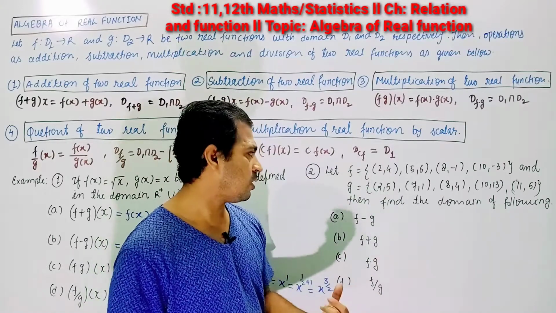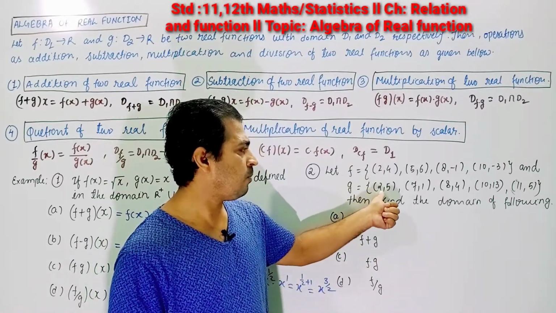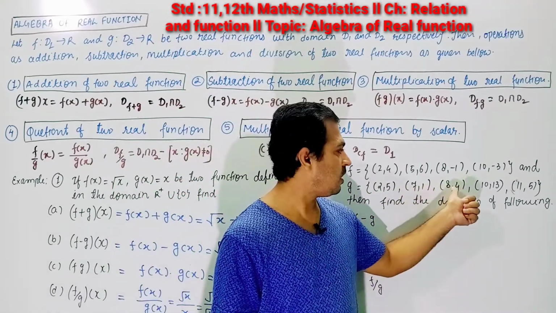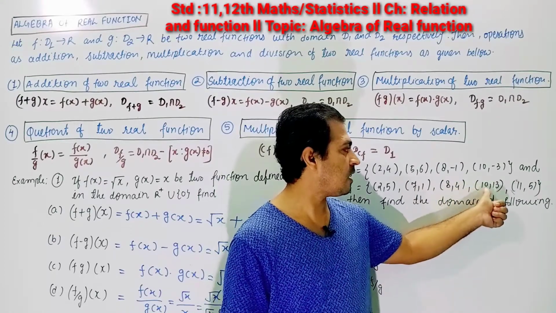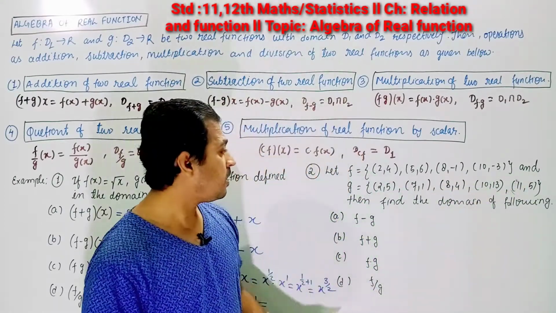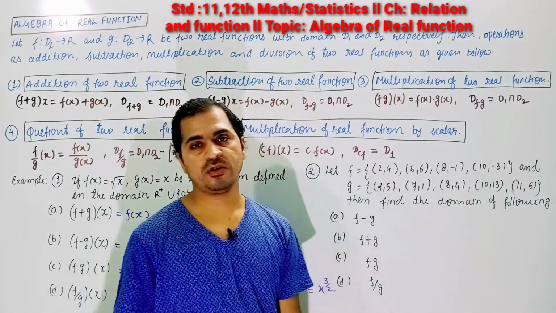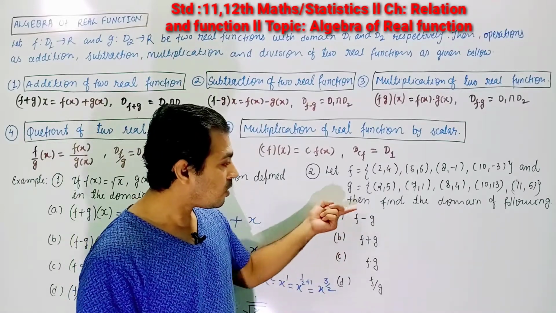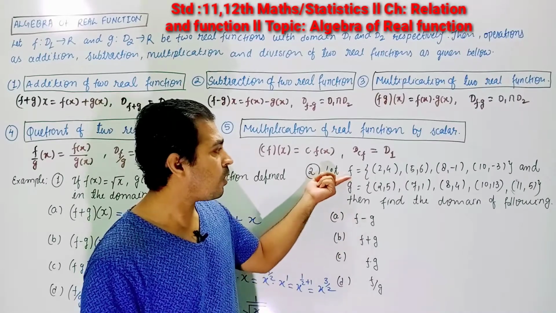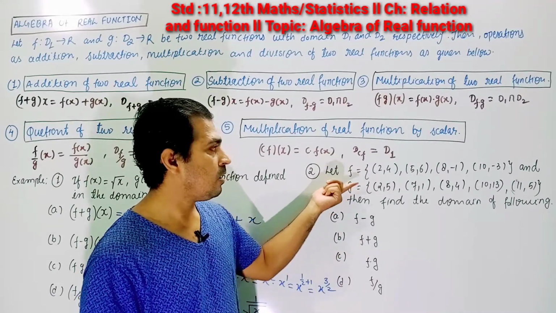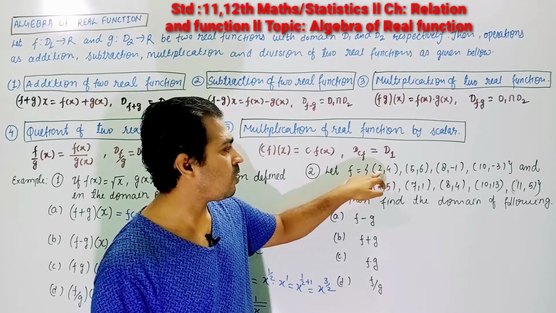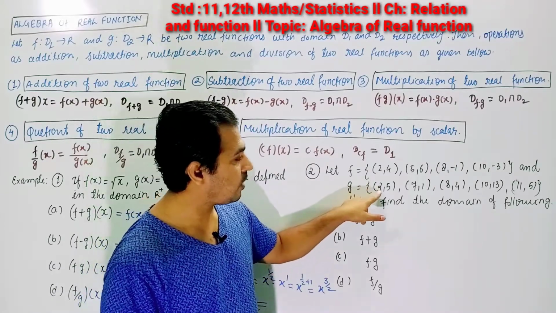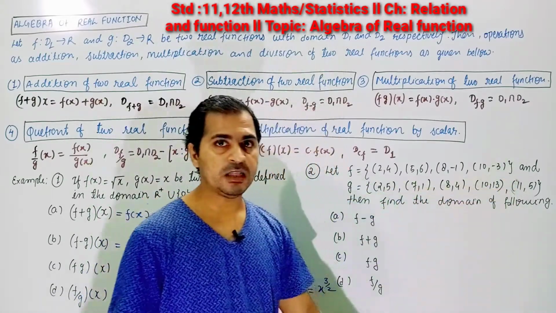Similarly, for another function g, if the input is 2, you get 5. If the input is 7, the output is 1. Input 8, output 4. Input 10, output 13, and so on. Here students, we have to find the domain of the function. We are first going to find the domain of f and the domain of g. The domain of f will be {2, 5, 8, 10}. Similarly, the domain of g will be {2, 7, 8, 10, 11}.